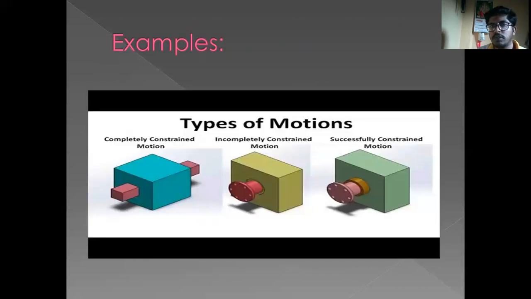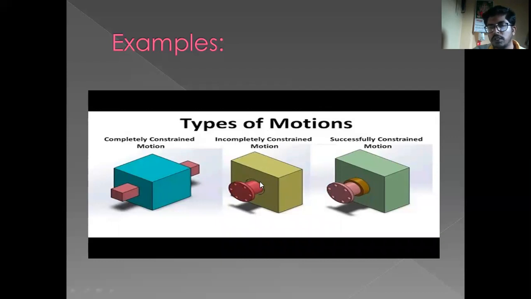You can see the examples of the different types of constrained motion in these images. The first one is completely constrained motion. Here there is a square bar moving in a square hole. If you apply force to the square bar, it can only reciprocate. The motion is restricted to one direction. So that is completely constrained motion.